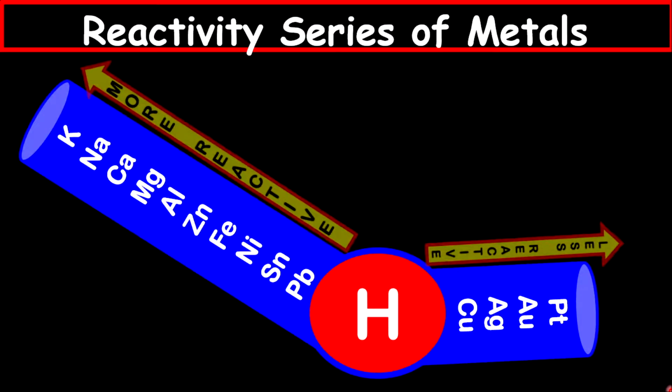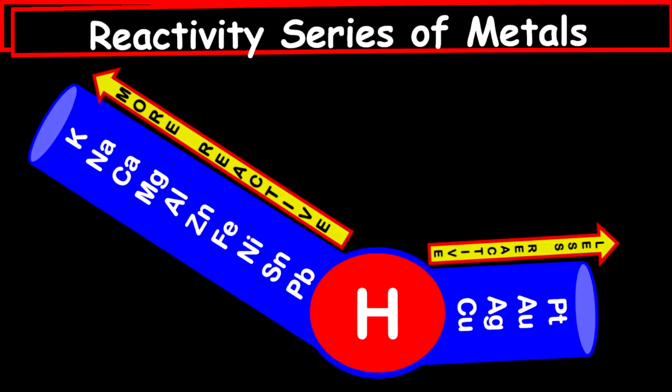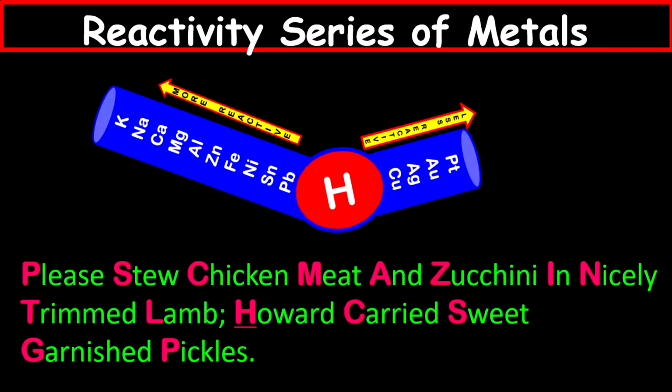Now, the problem is always trying to remember the lineup of this reactivity series. And so, a very easy way to remember it is this. Notice this statement: please strew chicken, meat, and zucchini in nicely trimmed lamb. Howard carried sweet garnish pickles.